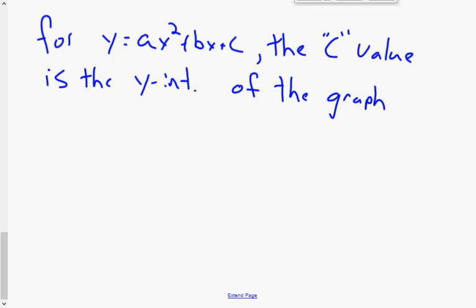Is B the x-intercept? No, that would be too nice. It's too easy. I don't need you to know that yet. B value? The B value just shifts the graph. We don't get into really what the B value does here. Okay? We'll find other things though, like the x-intercepts.